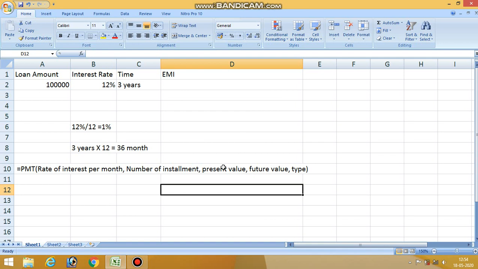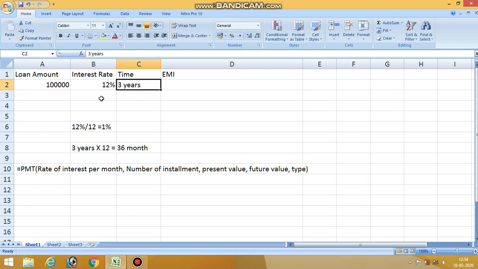In my example, the loan amount is 1 lakh, rate of interest is 12% and time is 3 years. So to find out the number of months for which you have taken the loan, you multiply the given years with 12, that is 3 years into 12 equal to 36 months, and divide the rate of interest by 12, that is 1% per month.